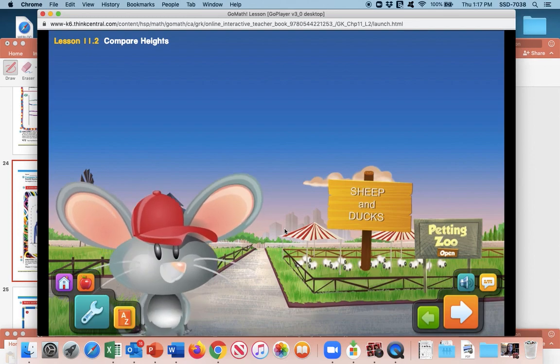Can you guess who my friend is? Click the fence to see if you're right. So, did you make the right guess? Great! It's my friend Roberto the robin.